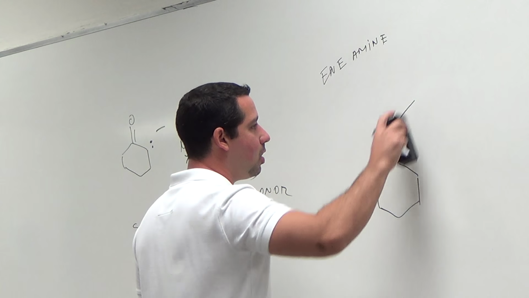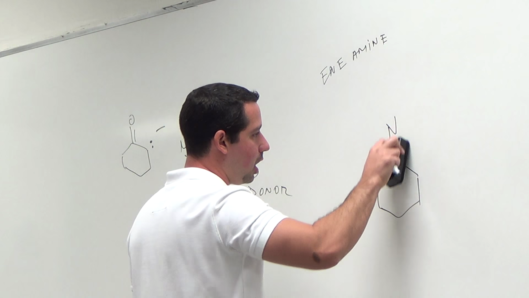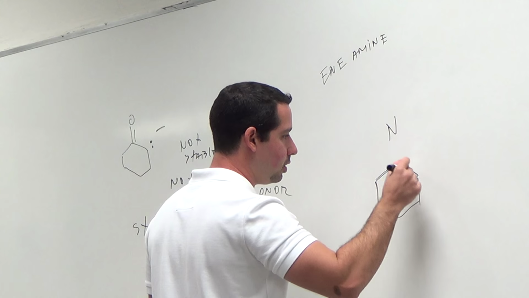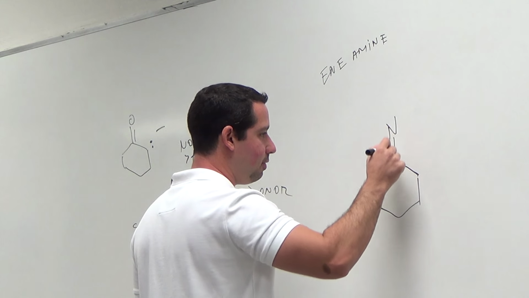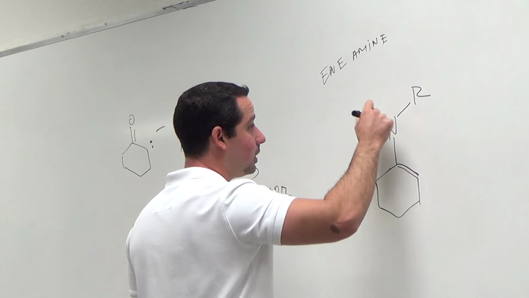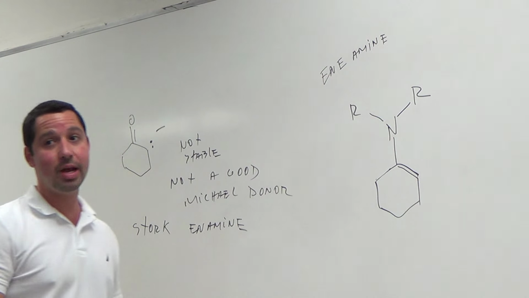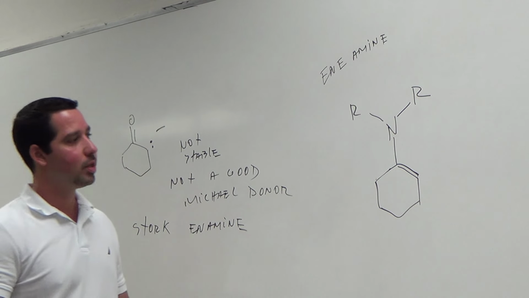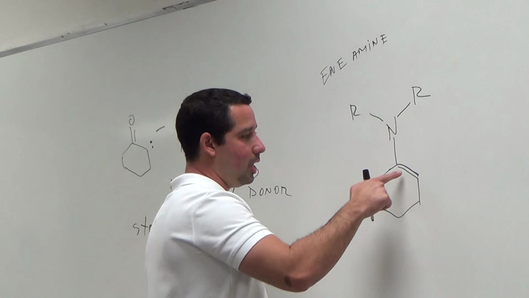So it has a double bond and it has a nitrogen, an amine group, yes? It has to have two R groups on the nitrogen. If not, it will not form the enamine, okay? So the secondary amine gives you the enamine.